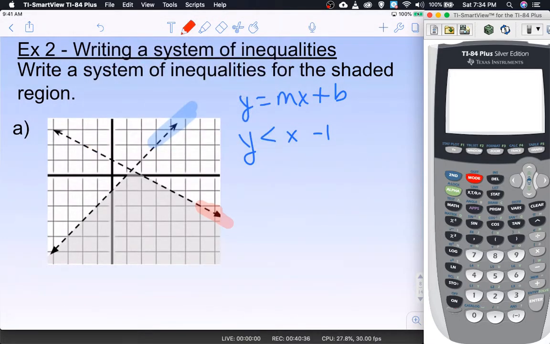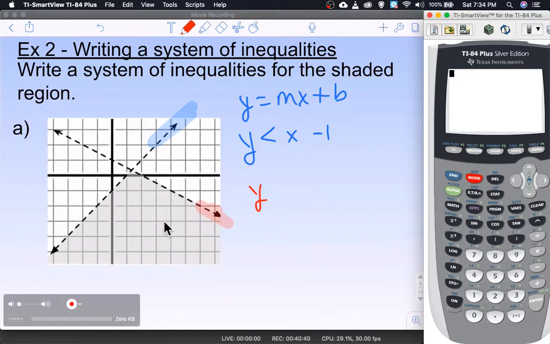Okay, red line. Y something. Well, it's going to be a less than. We're shading lower than the line, and it's a dotted line, so it's not or equal to, it's just less than. So y is less than something x plus 1. Plus 1? Well, because that's my y-intercept. My y-intercept is a positive 1.